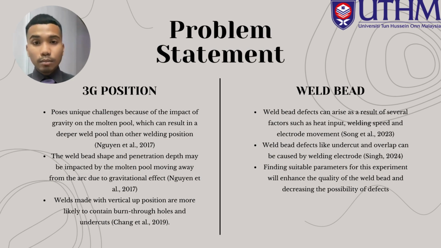Okay, so for the weld bead problem statement, for the weld bead defects, basically the weld bead defects can arise as a result of several factors such as heat input, welding speed, and also the electrode movement. So the second one, according to Singh, weld bead defects like undercuts and overlap can be caused by welding electrode. So for the third one, finding suitable parameters for this experiment will enhance the quality of the weld bead and decrease the possibility of defects.